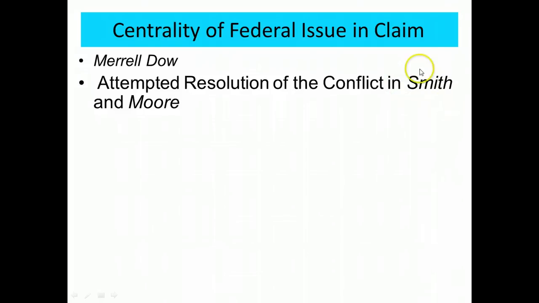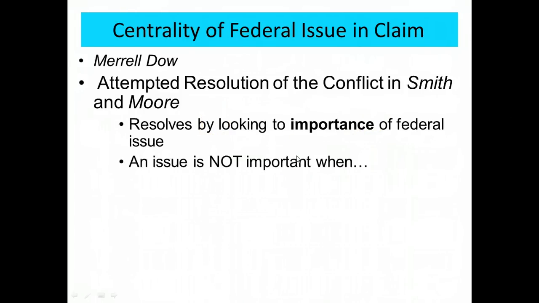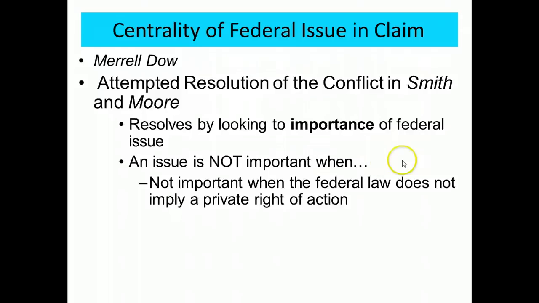Is the federal bond that you've issued unconstitutional under the U.S. Constitution to come in, but not the Moore. Does your contributory negligence bar your claim because your employer violated a federal statute? Why? Well, they say, look, we look at the importance of the federal issue. And they say an issue is not important when the federal law does not imply a private right of action.